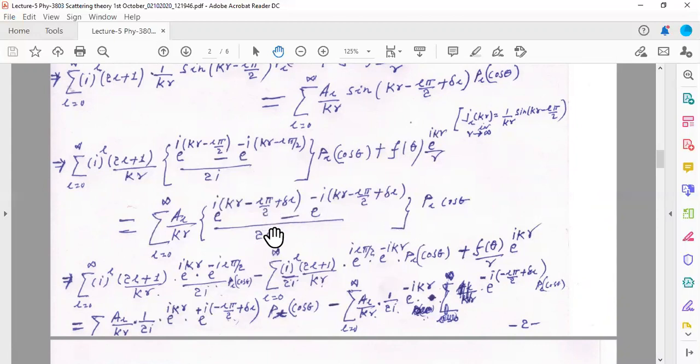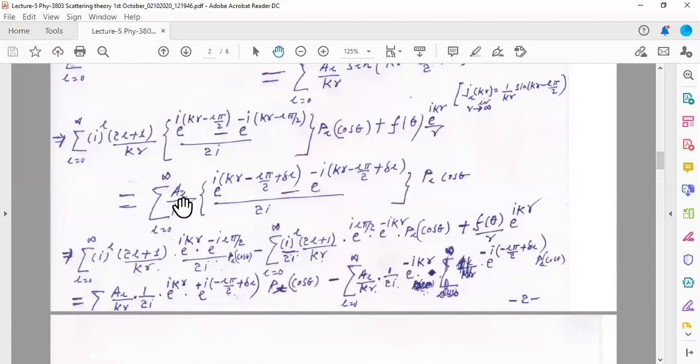You take the first term of the curly bracket, then the second term of the curly bracket. So once again I write each term. This is A_l over kr, 1 upon 2i, and the first term of the curly bracket. This gives you e to the power of i kr, and e to the power of i times the bracket minus l pi by 2 plus delta_l. This is mentioned, and P_l cos theta. Then there is a minus sign, so I'm going to put a minus sign.